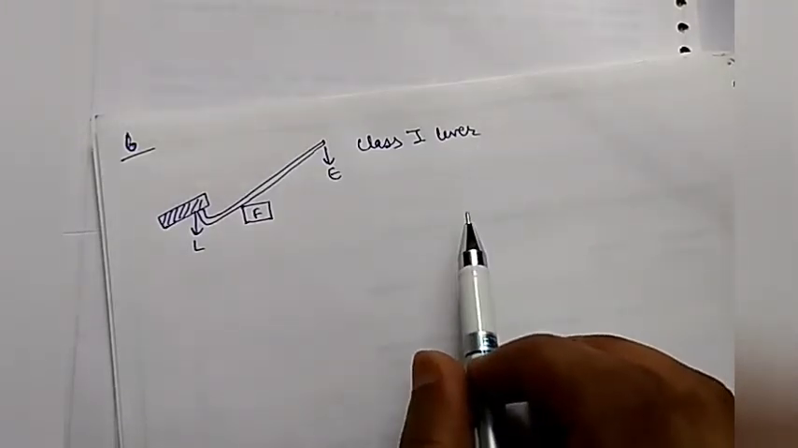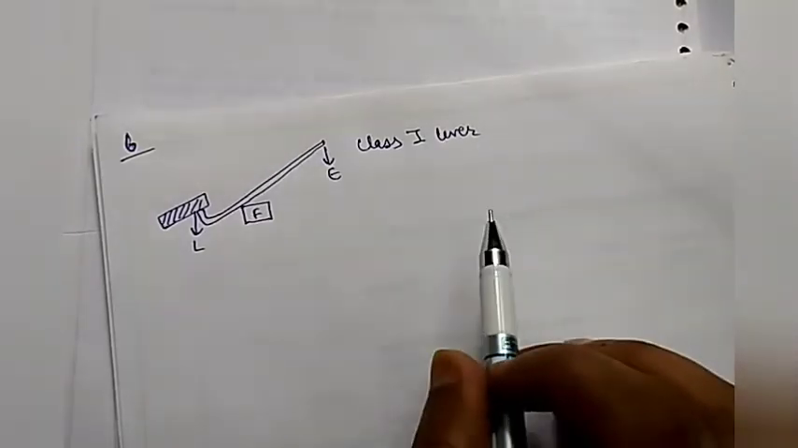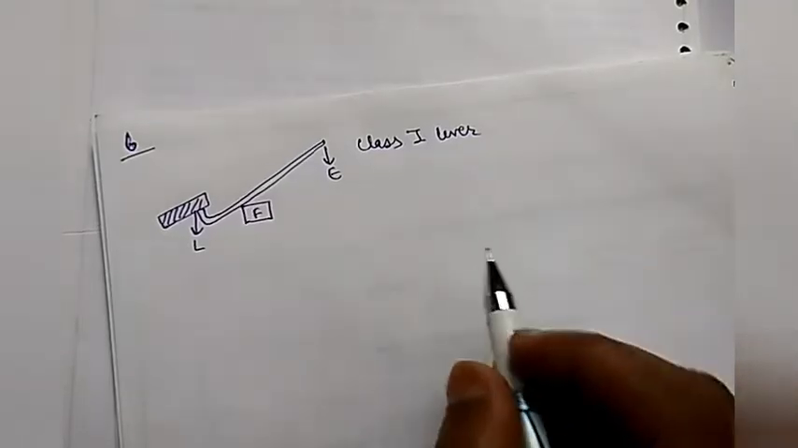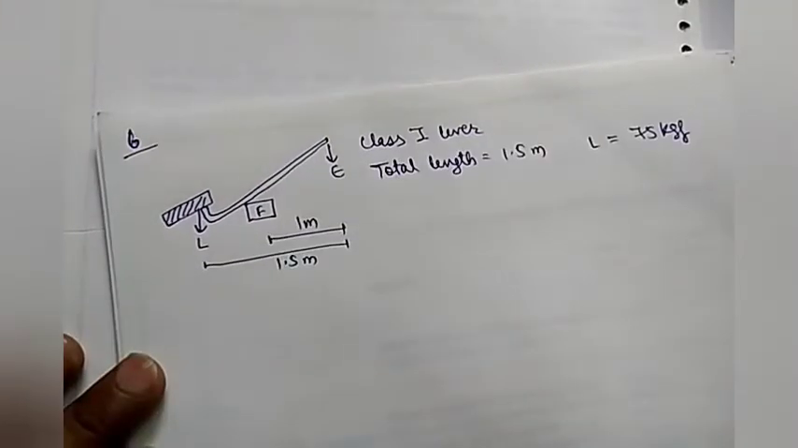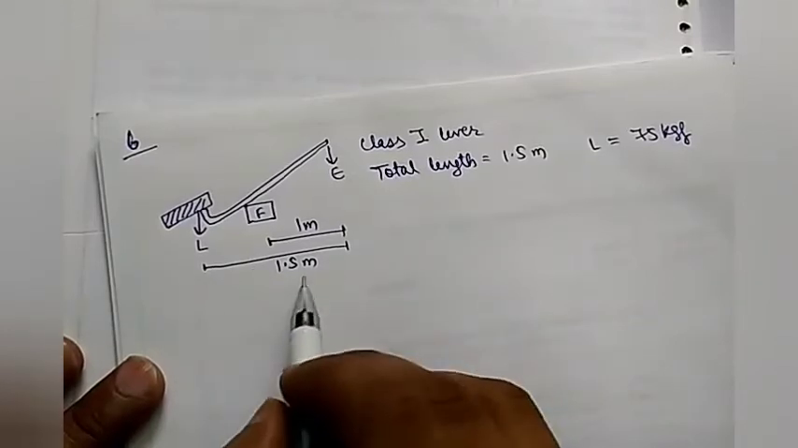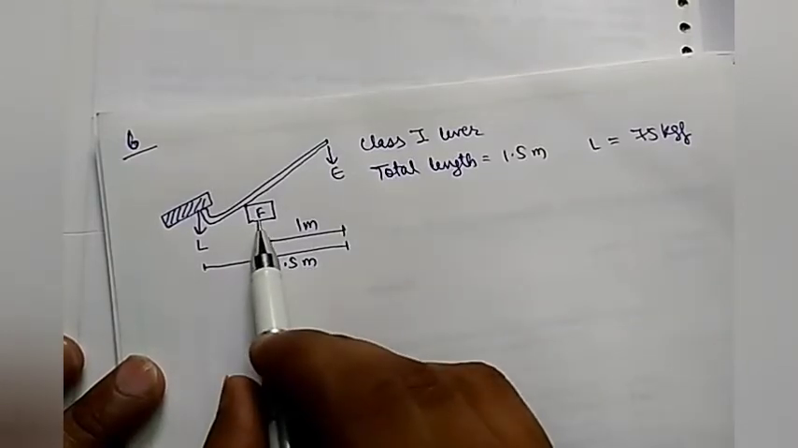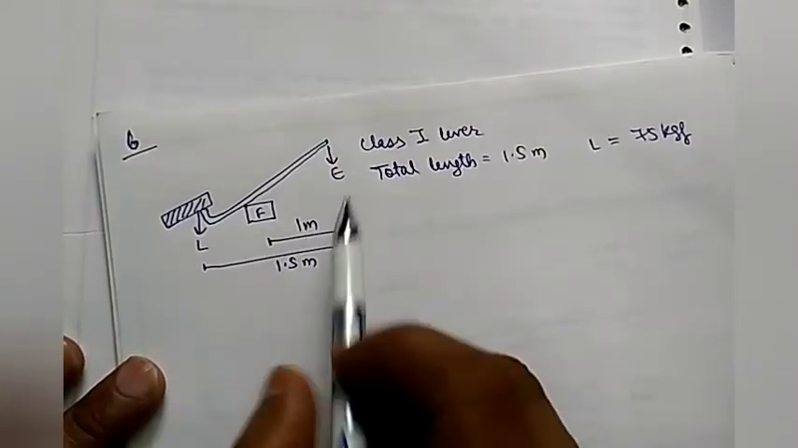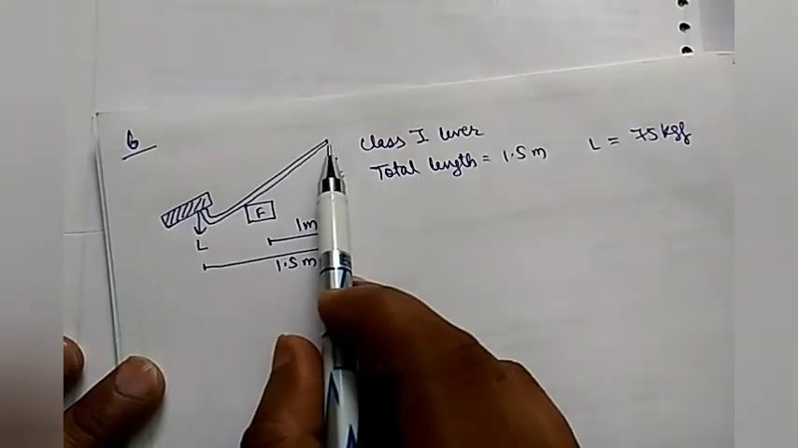Calculate the load arm, effort arm, mechanical advantage and the effort needed. Okay, so what is the data given? In the data it is given the total length of the crowbar is 1.5 meter, and the fulcrum is put at a distance of 1 meter from his hand. So hand is here, effort at the place where he is applying the effort.